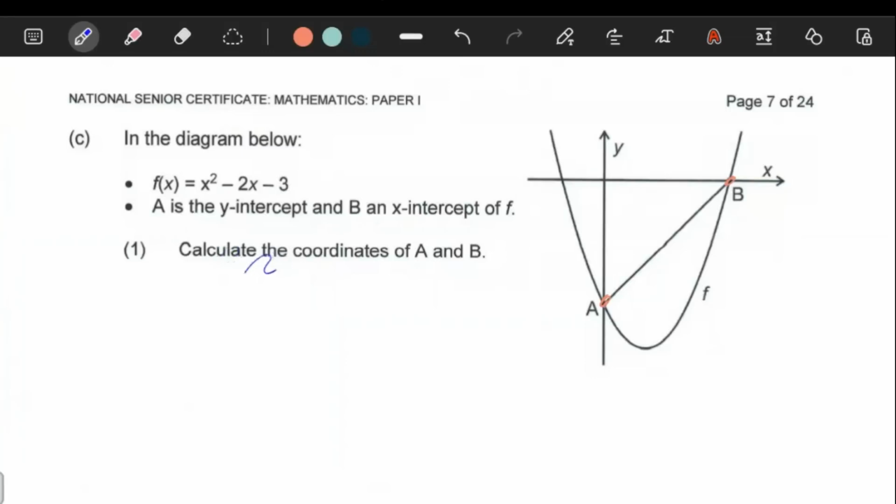But anyways, let's say here, calculate the coordinates of A and B. So A is just a y-intercept. You have to make x a 0. Fortunately, we can see it's just a -3 here. So it's okay.